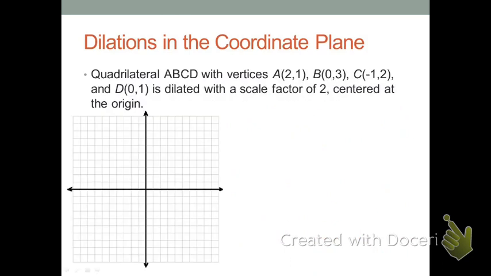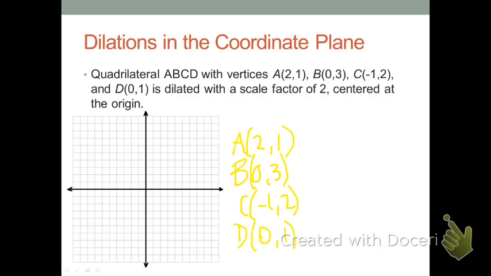Alright, let's look at another one. Quadrilateral ABCD with vertices at A 2, 1, B 0, 3, C -1, 2, and D 0, 1 is dilated with a scale factor of 2 centered at the origin. So let's start first with writing out our pre-image coordinates. So we have 2 1, 0 3, -1 2, and 0 1. Alright, we can go ahead and graph these.